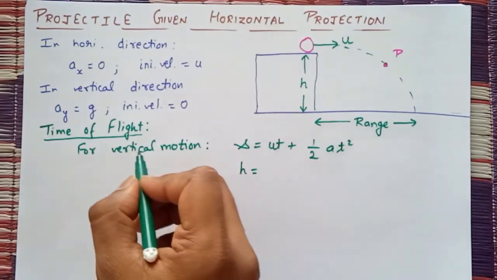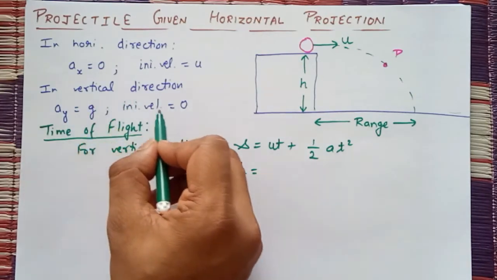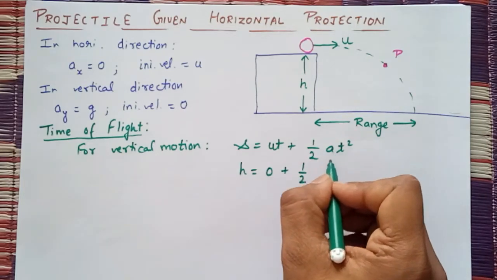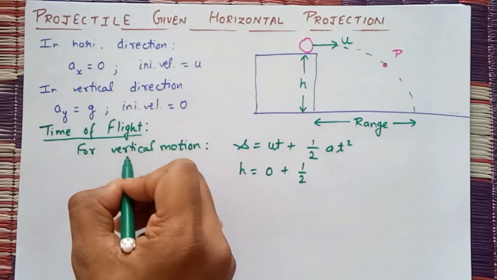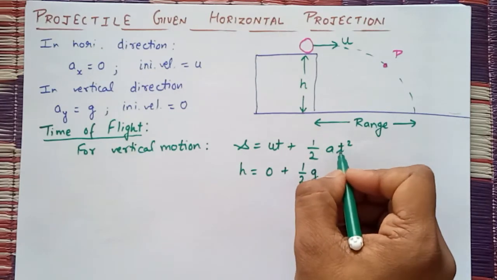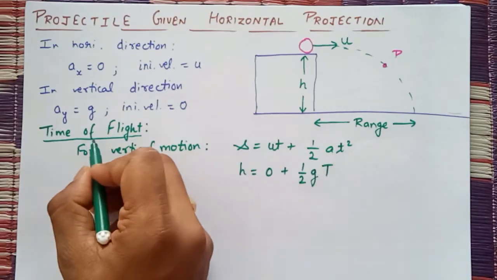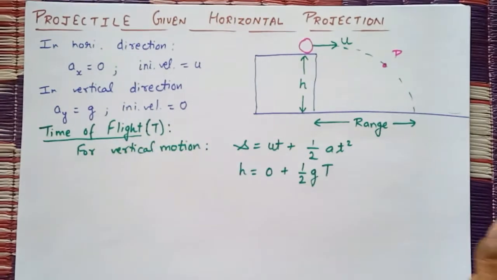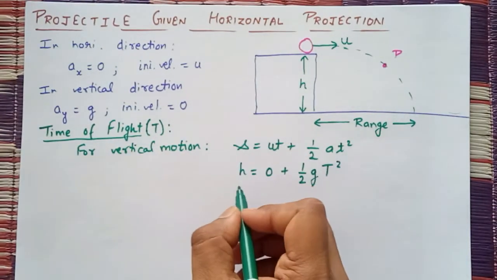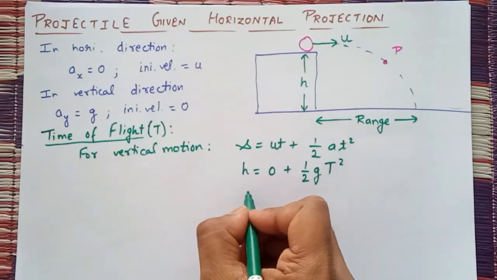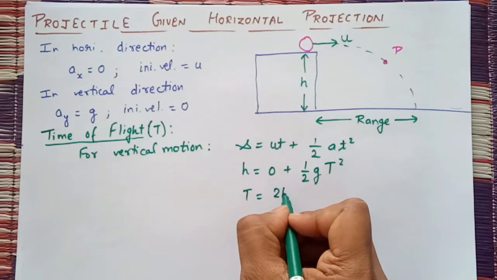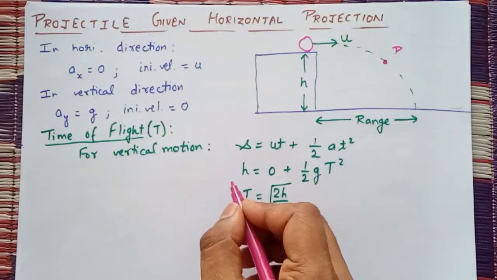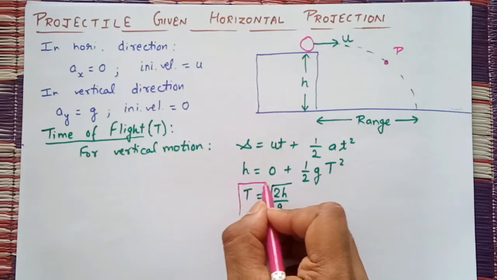What is the initial velocity for the vertical motion? Initial velocity for the vertical motion is 0, plus half. What is acceleration? It is equal to small g for the vertical case. And what is time? Let this be capital T, time of flight, I am taking it as capital T. So it's a square also. Here we can find the value of capital T. It will be equal to the square root of 2h upon g. So this is the formula for time of flight.